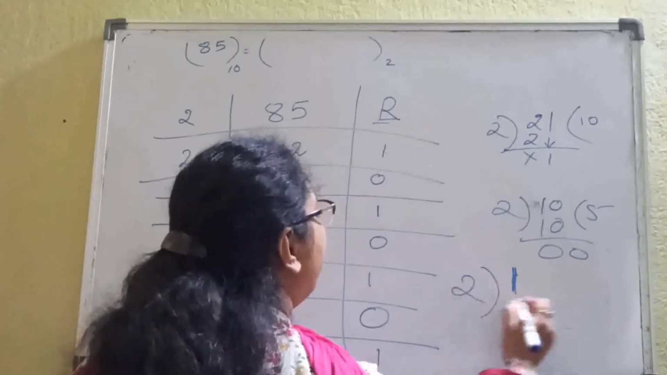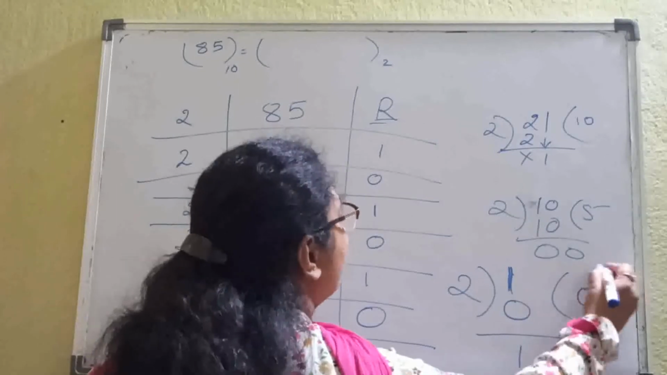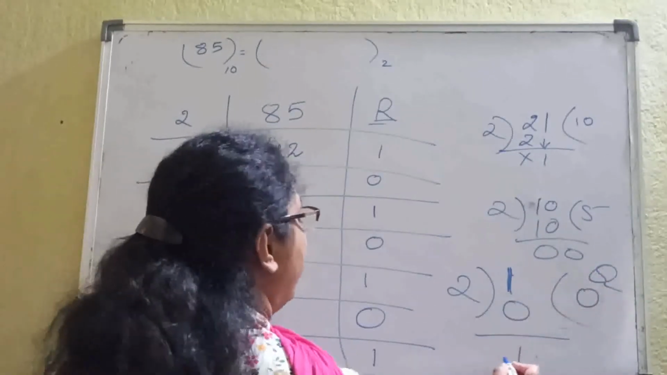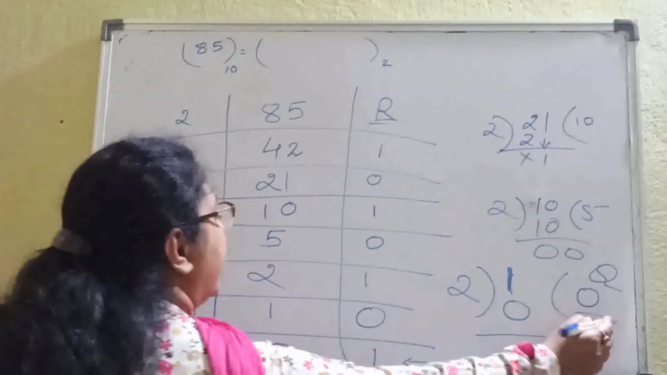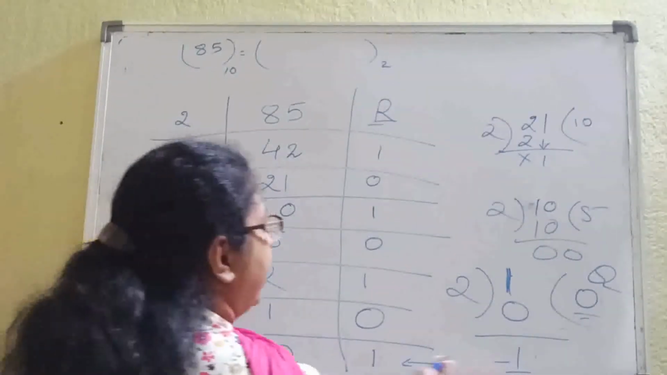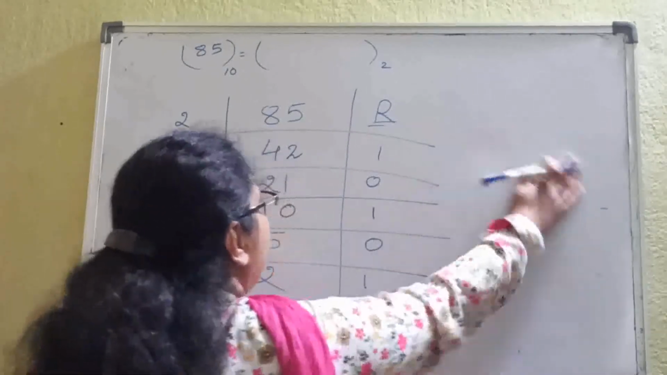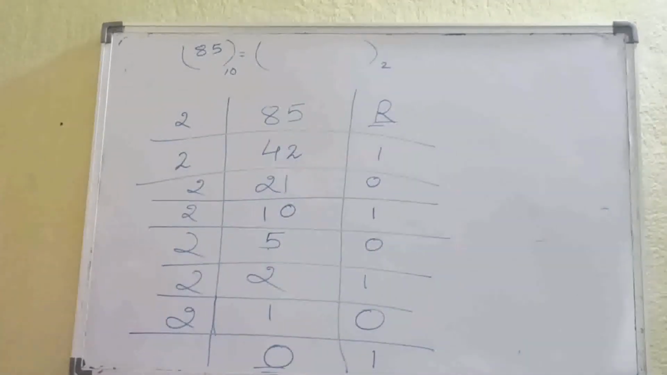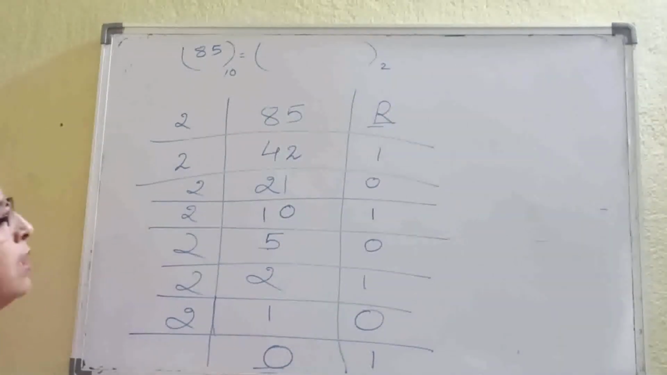You are dividing it by 2. So 2 0s are 0. Remainder 1. This is the quotient. This quotient you have copied and this is the remainder. Okay. So here we have divided all the numbers. You have to continue this process till your decimal number has become 0.